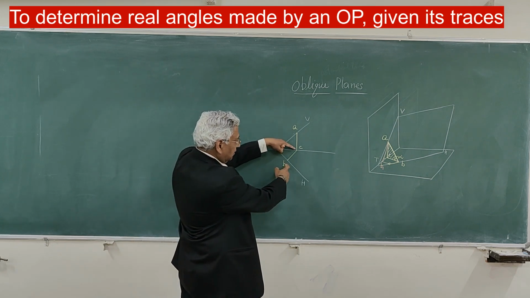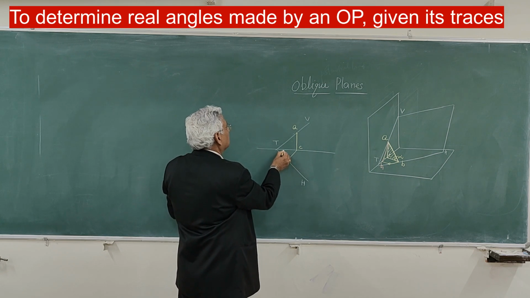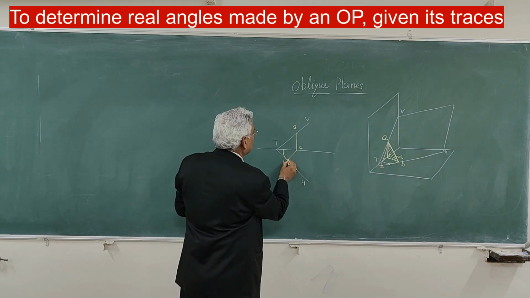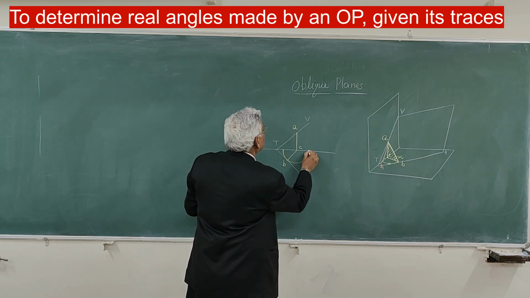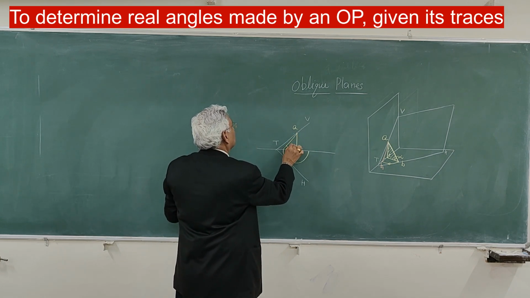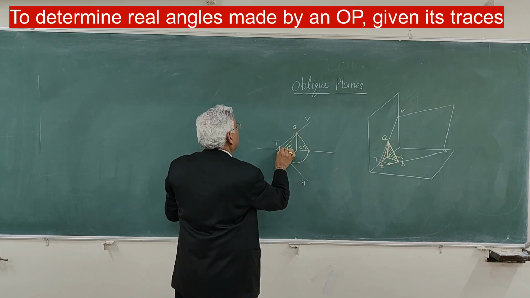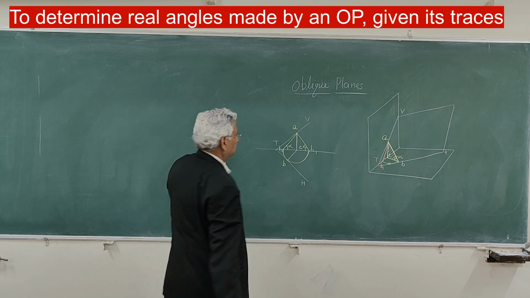So with C as center and CB as radius, you rotate this point and bring it on the ground line, either this side or this side. This is the angle alpha, at B1 or B.